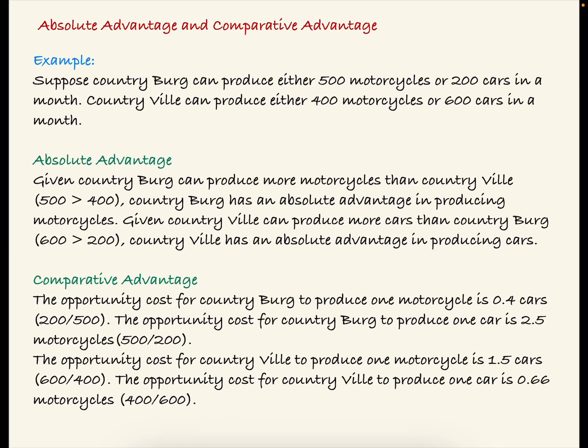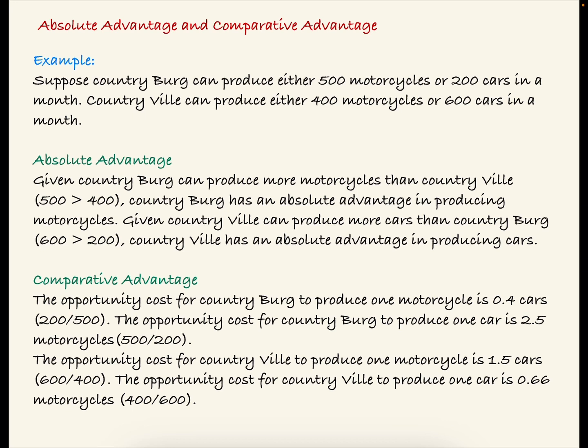Today we're going to talk about absolute advantage and comparative advantage. Here's our example. Suppose country Berg can produce either 500 motorcycles or 200 cars in a month. Country Ville can produce either 400 motorcycles or 600 cars in a month.